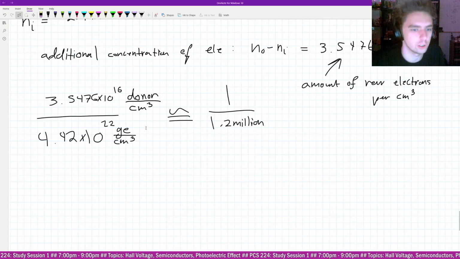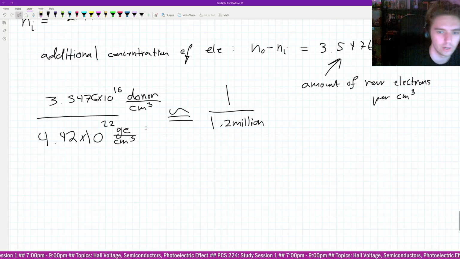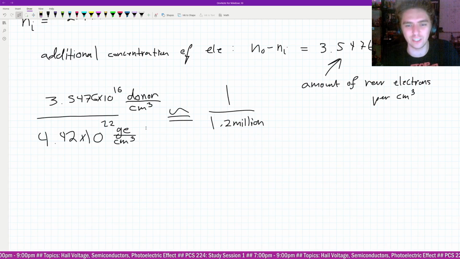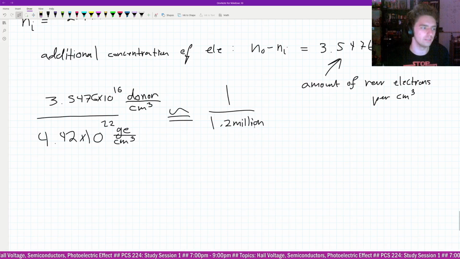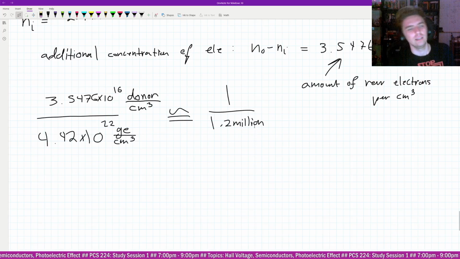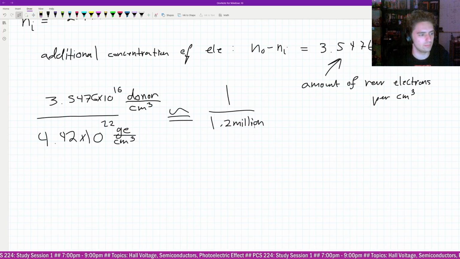Donors per germanium, that is approximately 1 over 1.2 million. What happened is that I inverted the answer and I got 1.2 million, and I was like, oh, that's the right way. But no, it should be 1 out of every 1.2 million. So that's correct. Difficult phrasing for that question, but that's about how you do it. Let's take a look at part C.